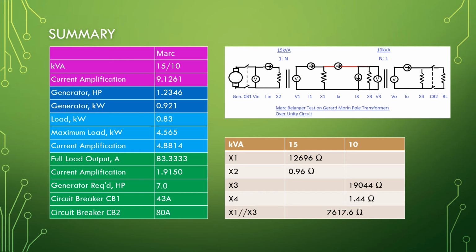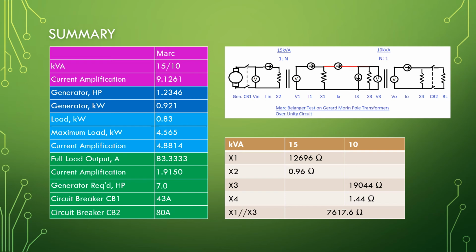Current amplification 4.8814. Full load output 83.3333 ampere. Current amplification 1.915. Generator required 7 horsepower. Circuit breaker CB1 43 ampere. Circuit breaker CB2 80 ampere.